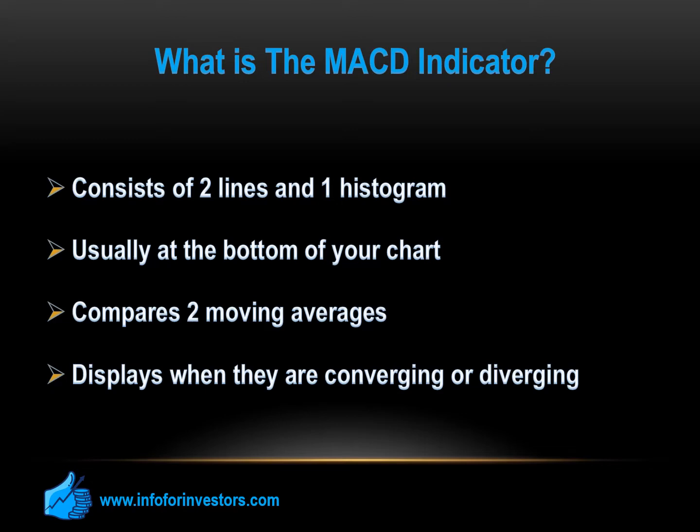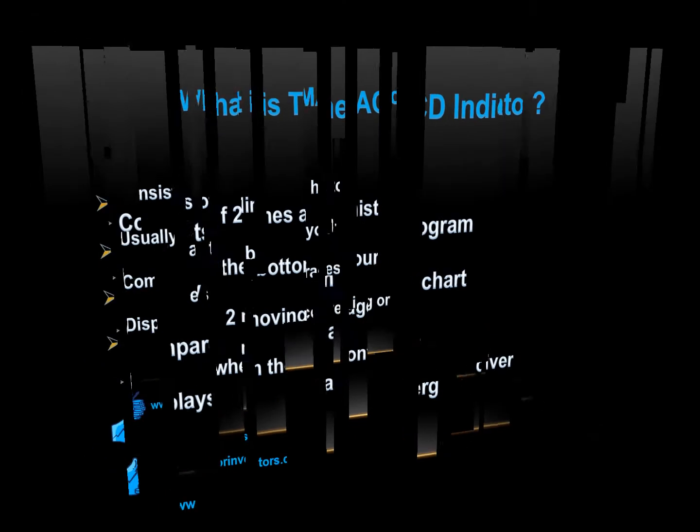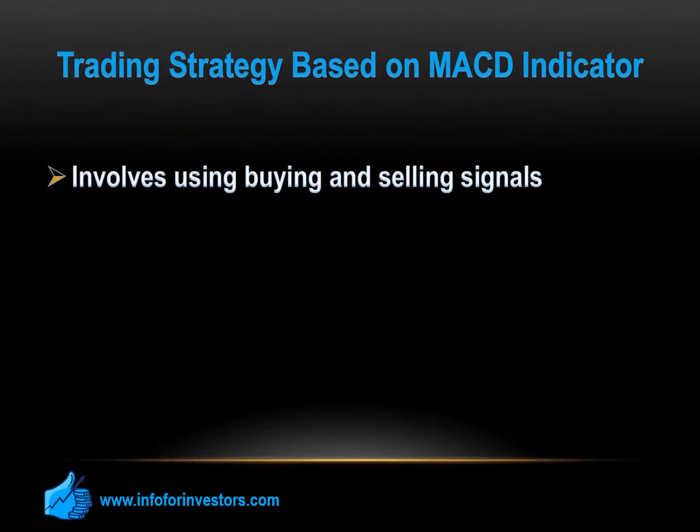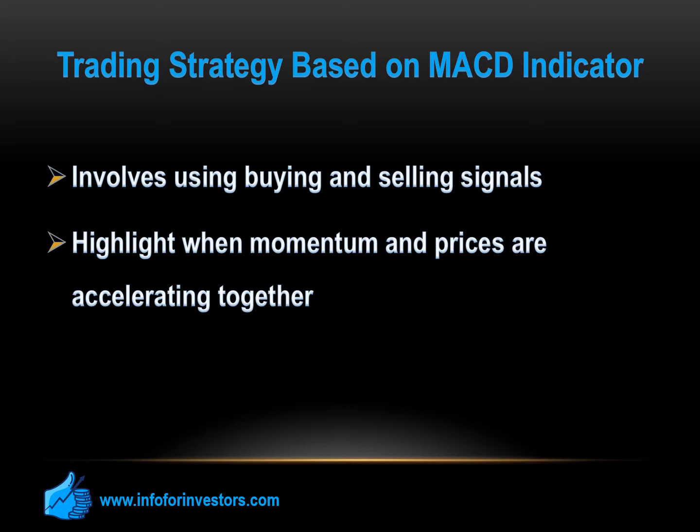A trading strategy based on the MACD indicator involves using buying and selling signals based on a potential price increase or decrease being spotted. Initially, Gerald Appel discovered this indicator to highlight when momentum and prices are accelerating together, as well as when prices and momentum aren't moving in sync. The indicator is therefore used to measure momentum comparing 2 moving averages.